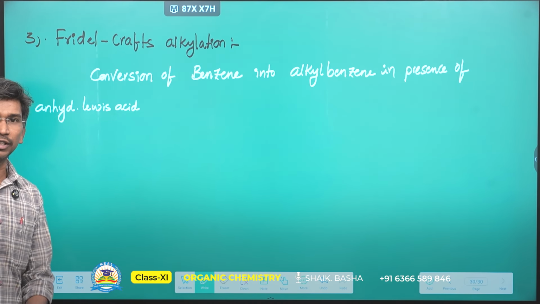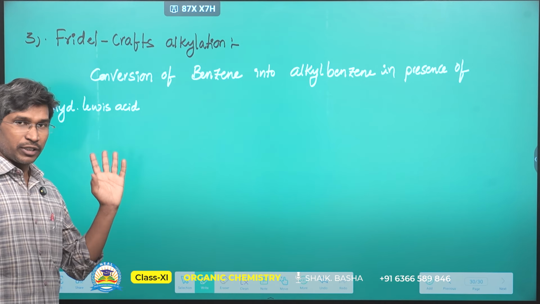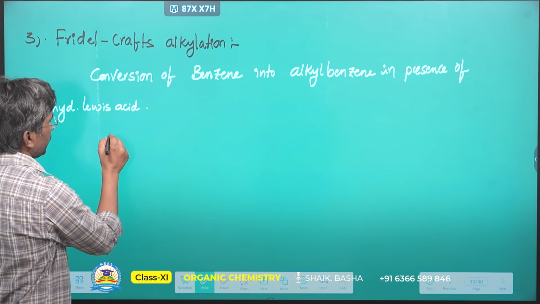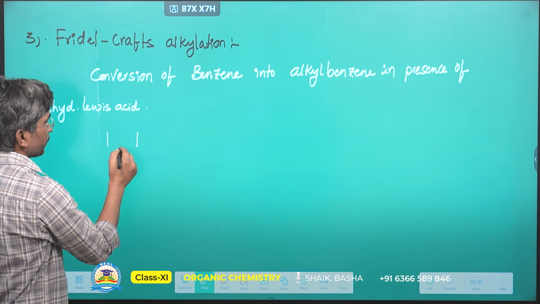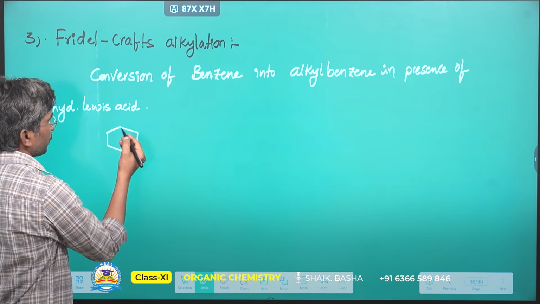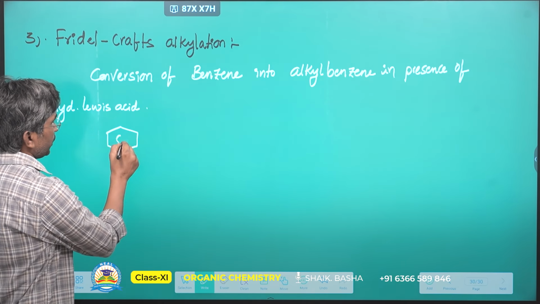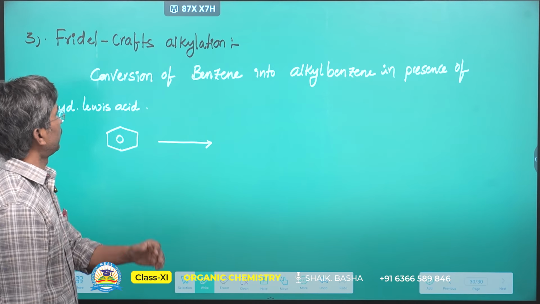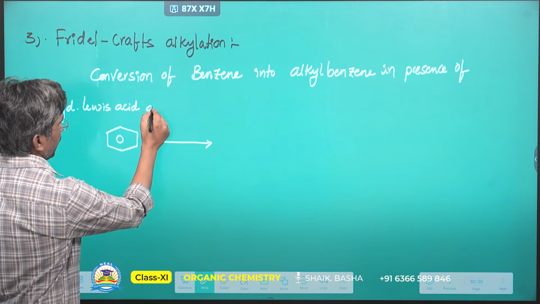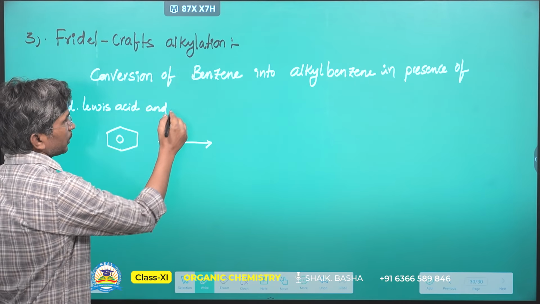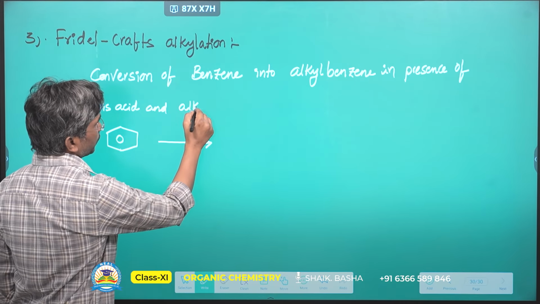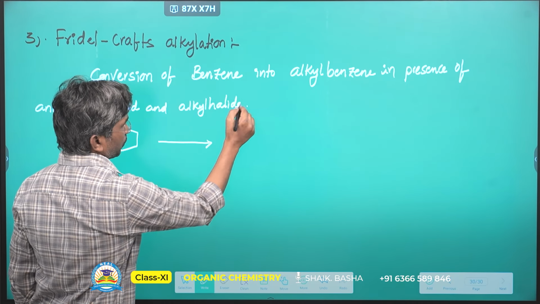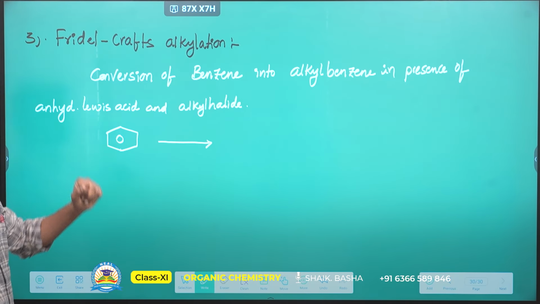Already I gave you what the Lewis acid is. Examples for Lewis acid also I have given. Then, what is the reaction? Conversion of benzene into alkyl benzene in the presence of anhydrous Lewis acid and alkyl halide is known as Friedel-Crafts alkylation.